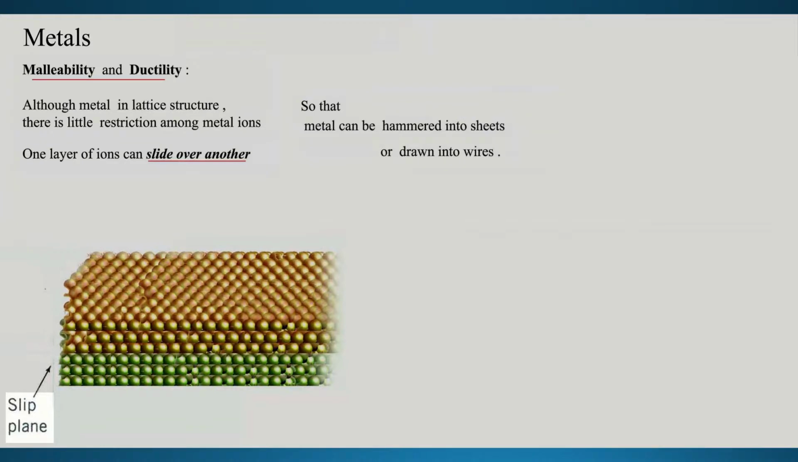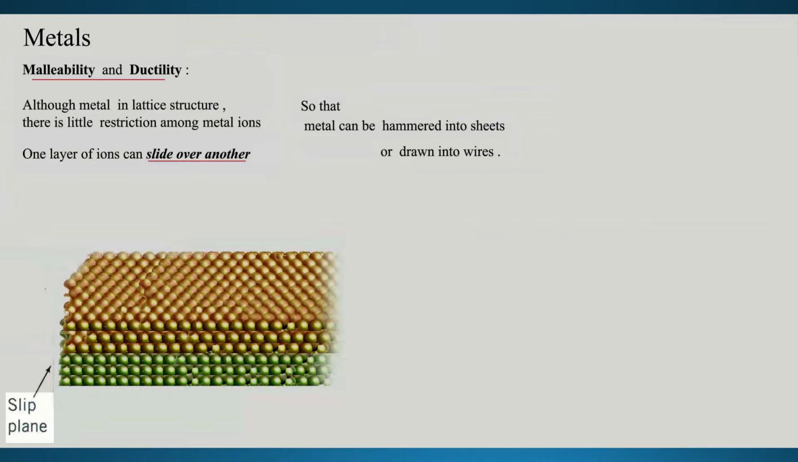Let's look at another feature. Most metals are quite malleable and ductile. So what do I mean by that? You can see that although metals have this lattice structure, the metal ions have little restriction. So one layer of ions can slide over another.